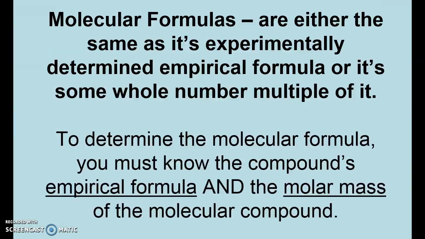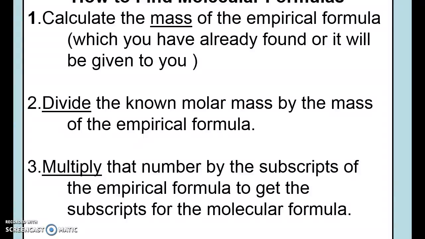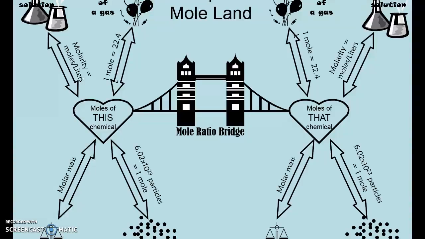So molecular formulas are either the same as the experimentally determined empirical formula, or it's some whole number multiple of it. So in order to find the molecular formula, you must know two things, both the empirical formula and the molar mass. So first, calculate the mass of the empirical formula by adding up the masses from the periodic table of the elements with their subscripts in the empirical formula. Then divide the known molar mass by the mass of the empirical formula, and that should give you some whole number. That is the number that you multiply the subscripts by to get your molecular formula.